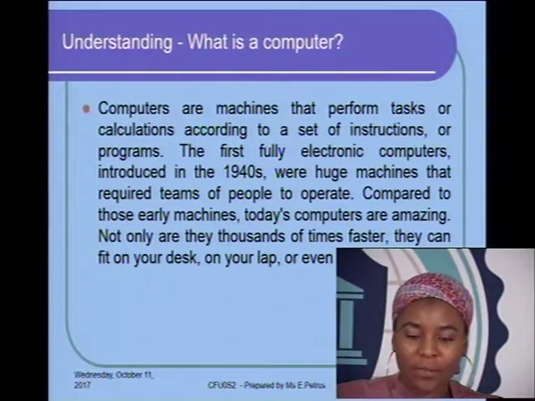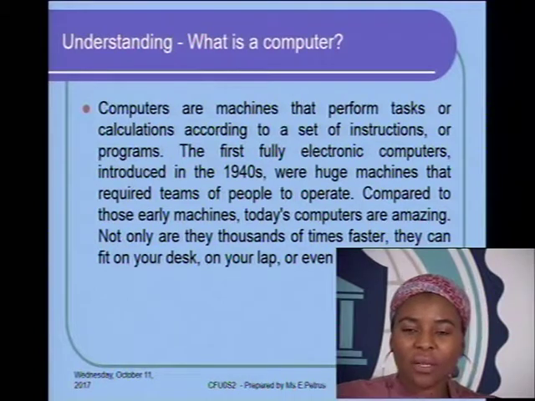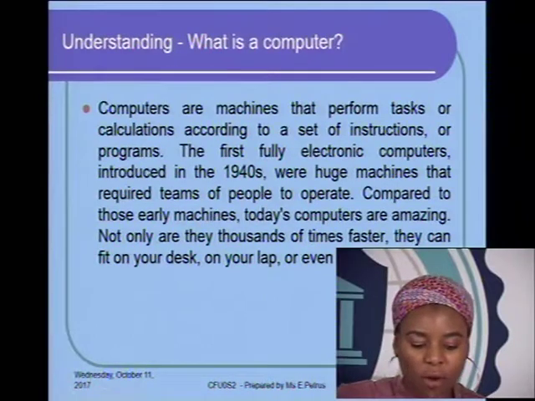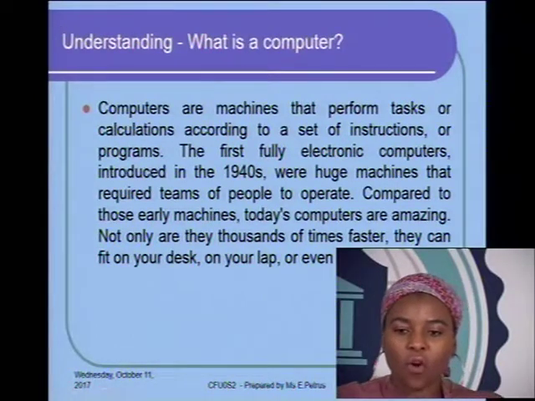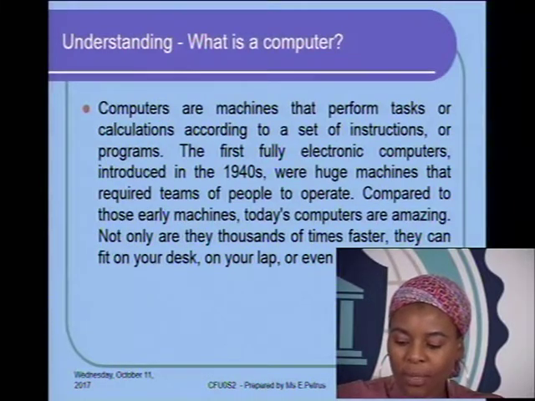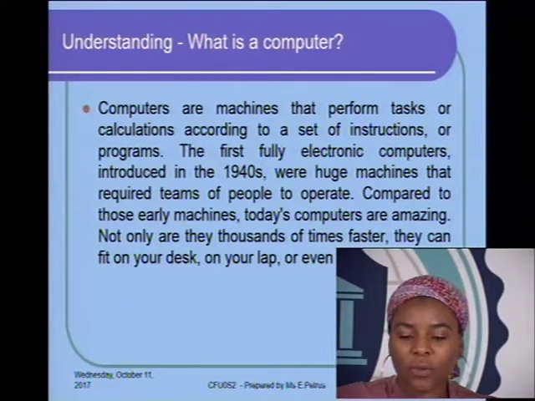Okay, so first we need to understand what a computer is. A computer is a machine that performs tasks or calculations according to a set of instructions. Basically, computers don't know what to do until you tell them what to do. So most of the time we have to instruct the computers in order to perform what we need them to perform for us.